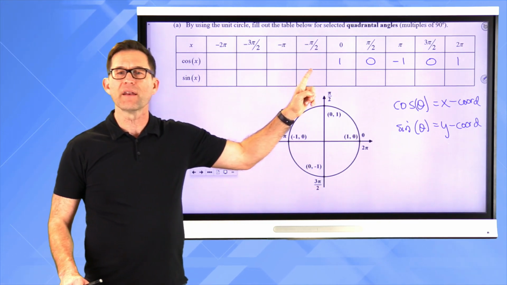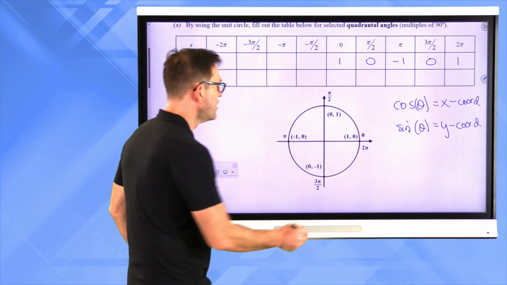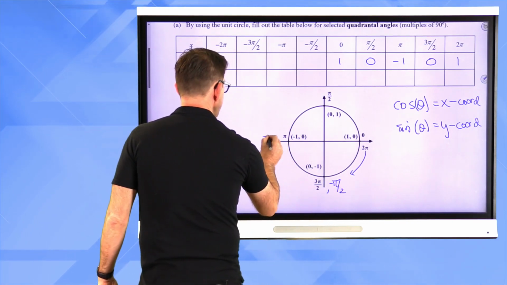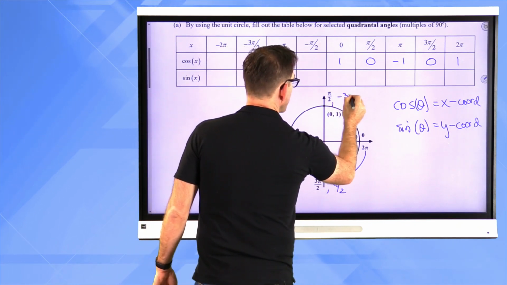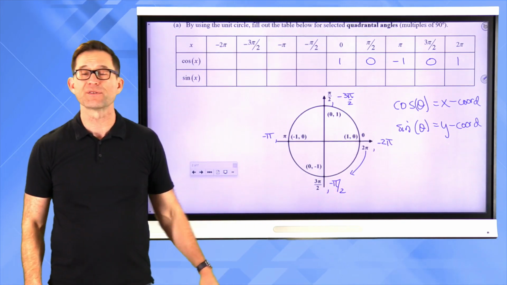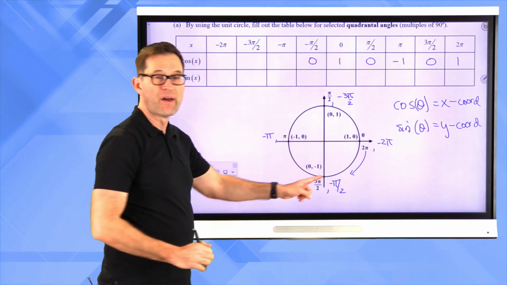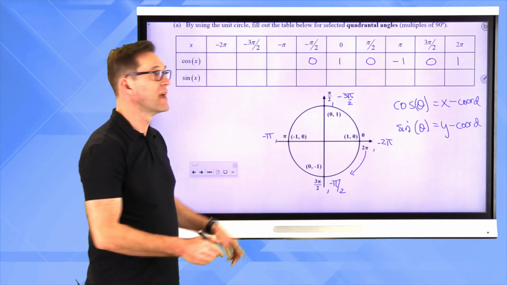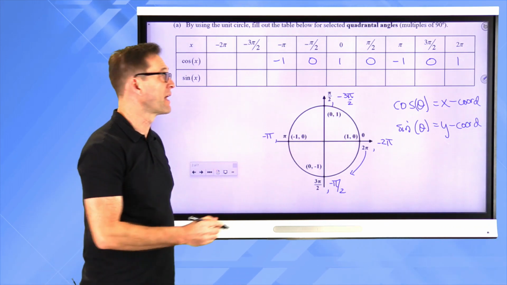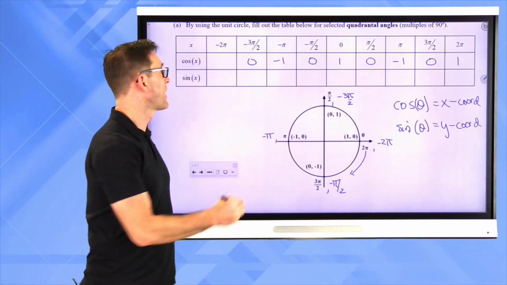Now, if I want to go to the negative angles, we're now going to be traveling clockwise. So I'm going to be going this way. This is negative pi over 2. This is negative pi. This is -3 pi over 2 and -2 pi. Coterminal angles. So if I go to negative pi over 2, my x-coordinate is 0. If I then go to negative pi, my x-coordinate is -1. If I go up here to -3 pi over 2, my x-coordinate is back to 0. And if I go all the way to -2 pi, my x-coordinate is back to 1.